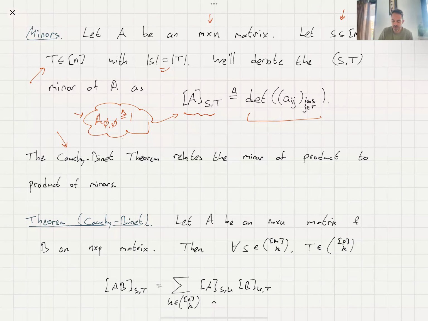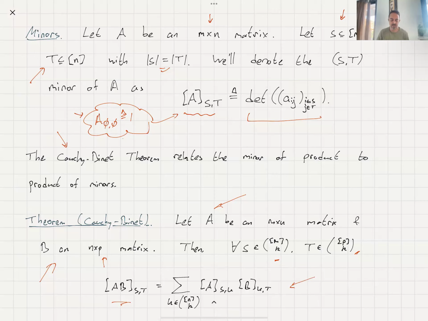So say you have a matrix A as before, an m by n matrix, and B is an n by p matrix. So A times B is well defined. Then if you ask what's the ST minor of AB, S is a subset of m of size K, and T is a subset of p, because B is an n by p matrix, so AB is an m by p matrix, of size K. Then the ST minor of AB is this thing.